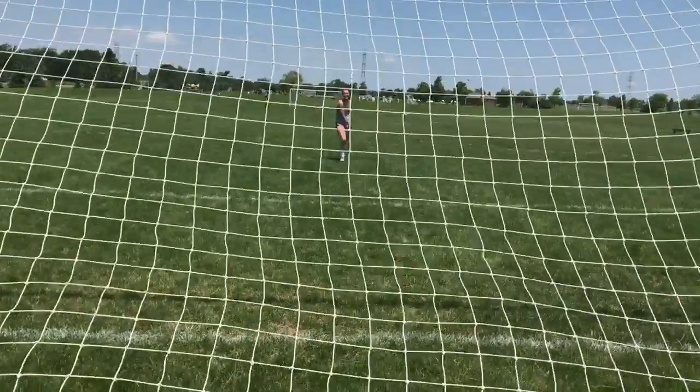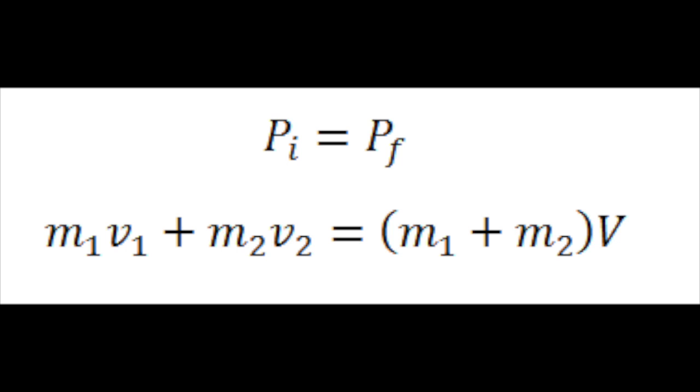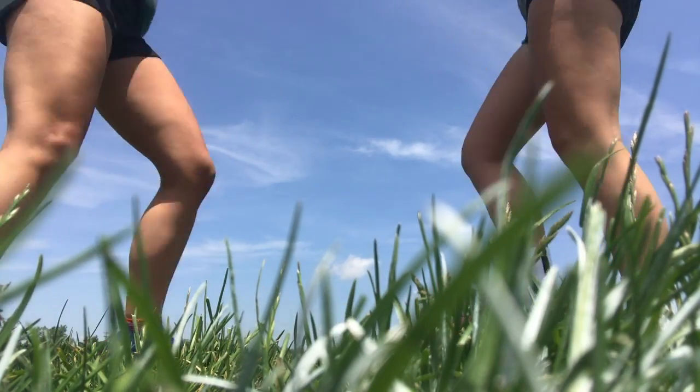When a soccer ball is kicked, it can be treated as an inelastic collision. For inelastic collisions, there exists an equation which accounts for the inelastic nature of the collision. This equation is mass of object 1 times initial velocity of object 1 plus mass of object 2 times the initial velocity of object 2 equals mass of 1 plus mass of 2 times the final velocity of the combined objects.